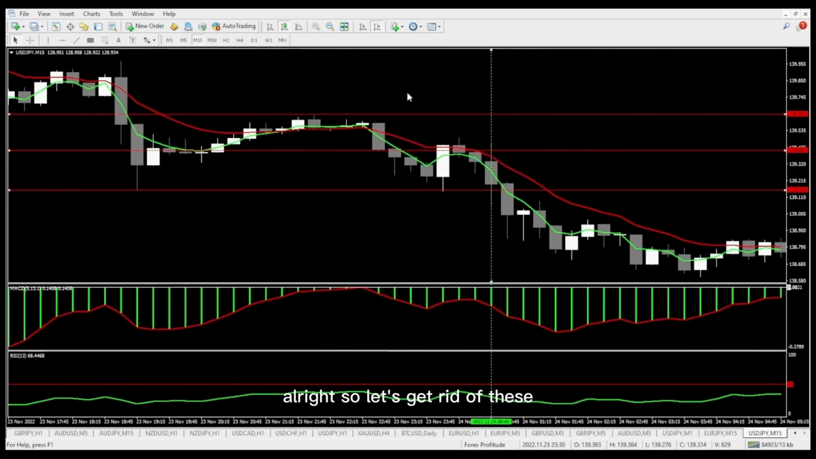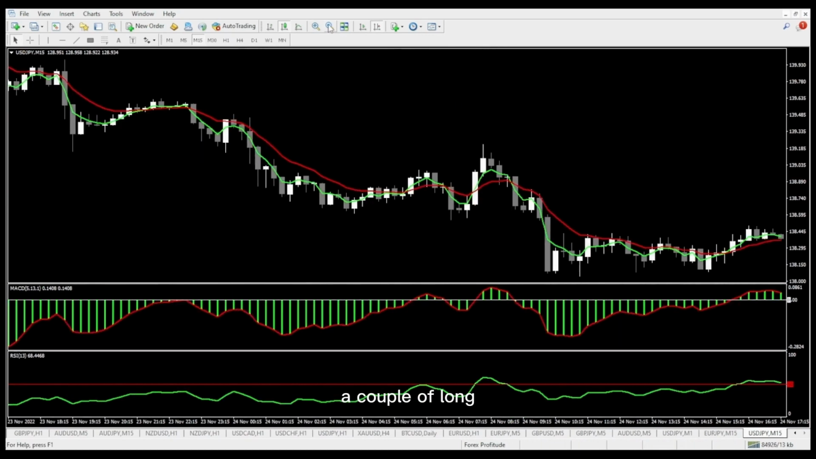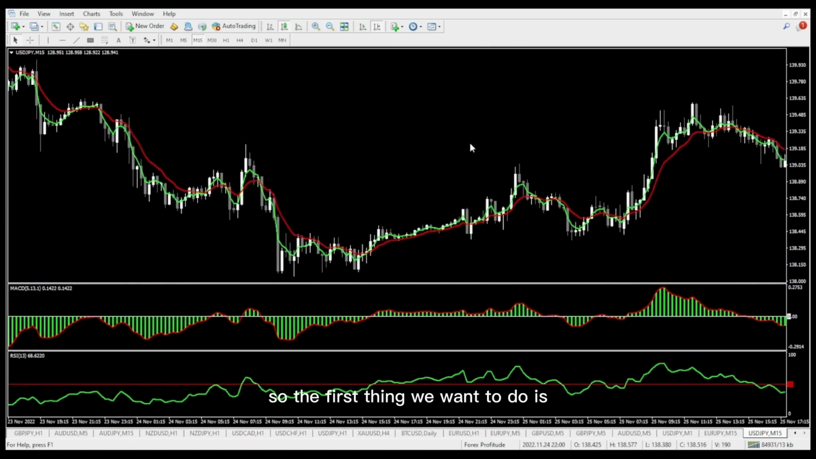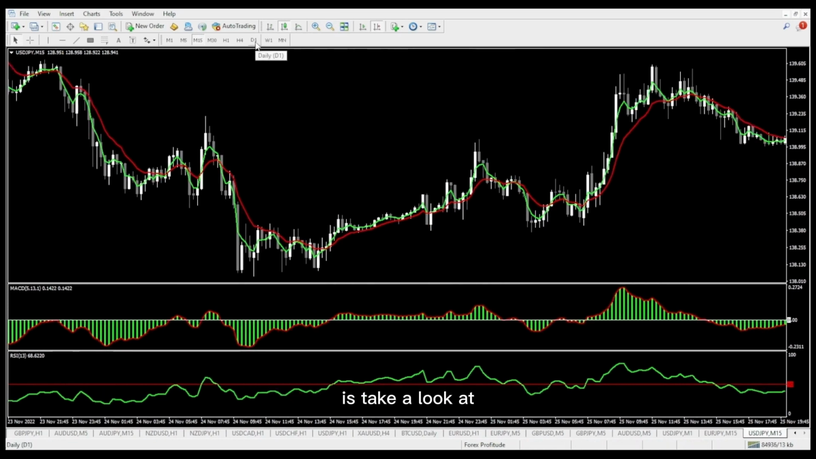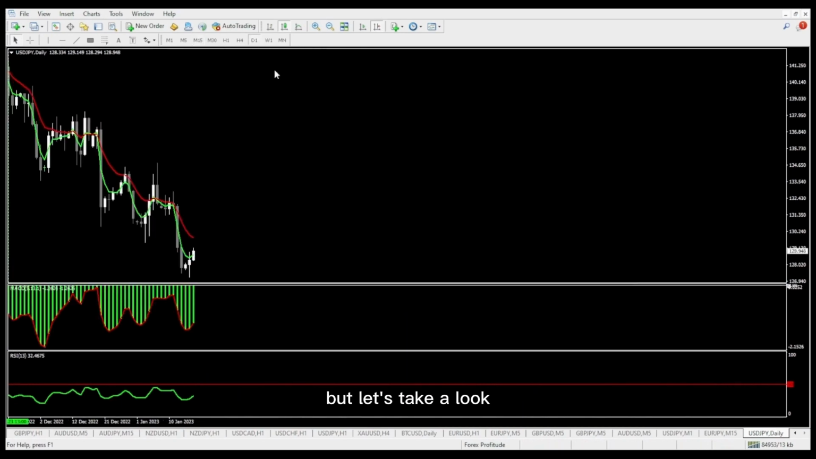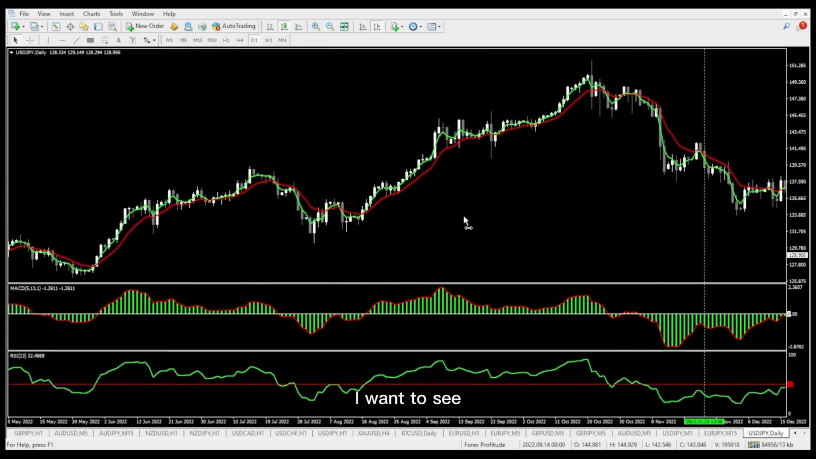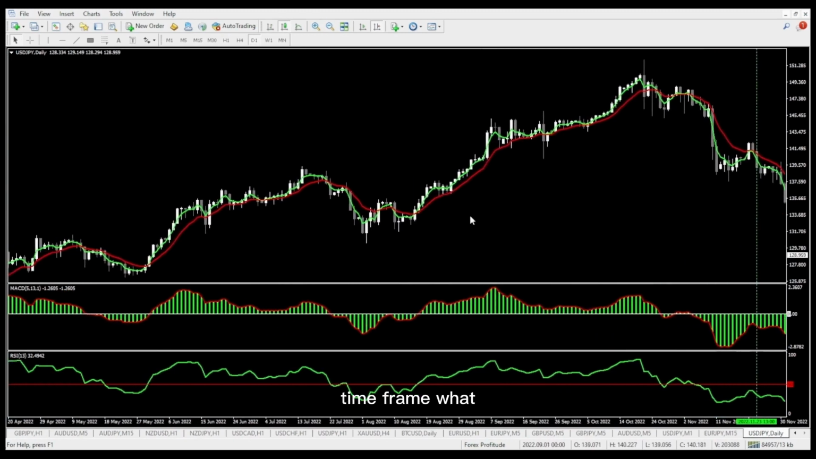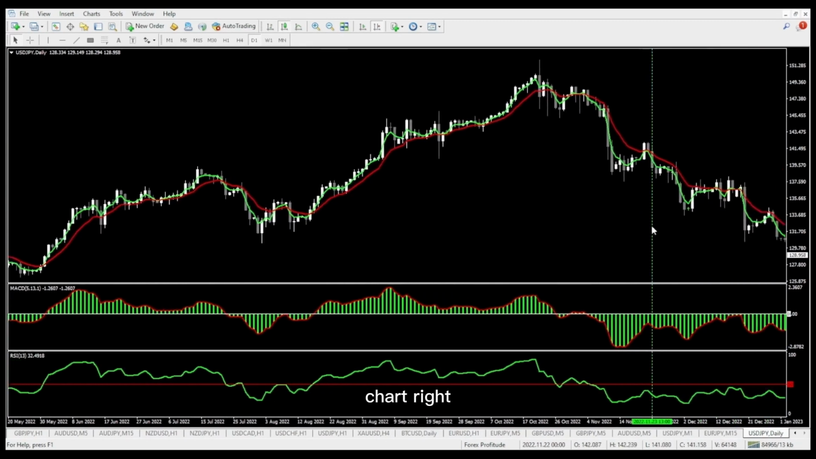All right, so let's get rid of these and look at a couple of long trade examples. The first thing we want to do is take a look at a time frame. It doesn't matter if you're looking at the higher time frame first or the current time frame, the one that you actually want to trade. But let's take a look at the daily. I want to see on the daily time frame what the trend is because I want to take a trade on the 4-hour chart.